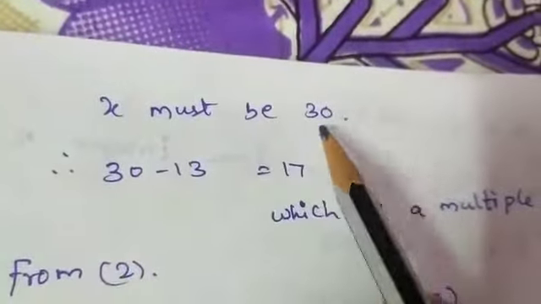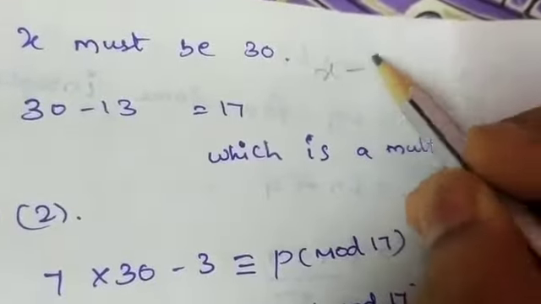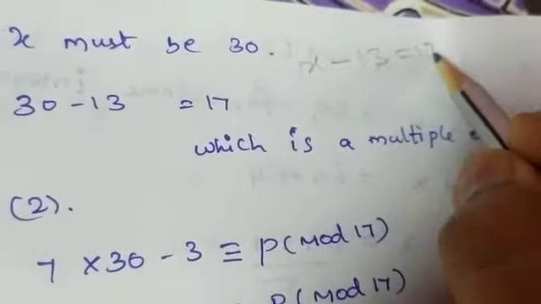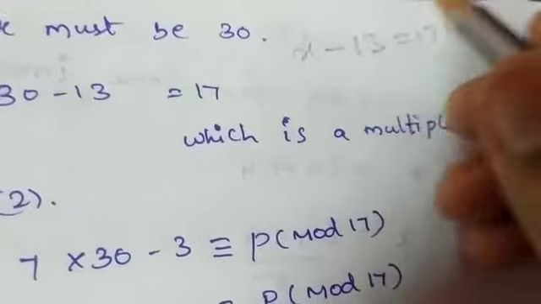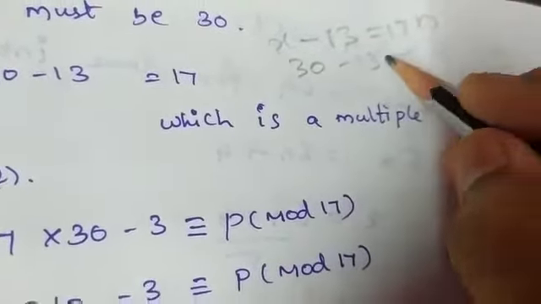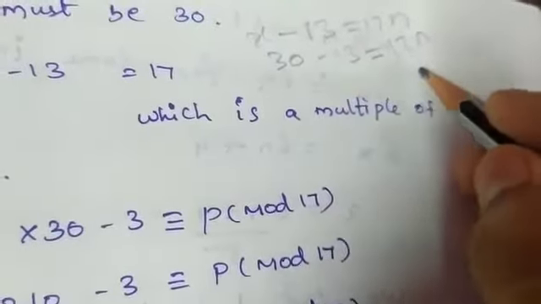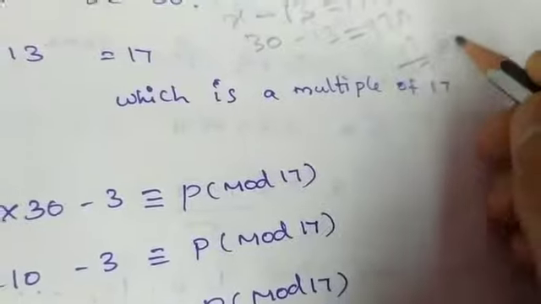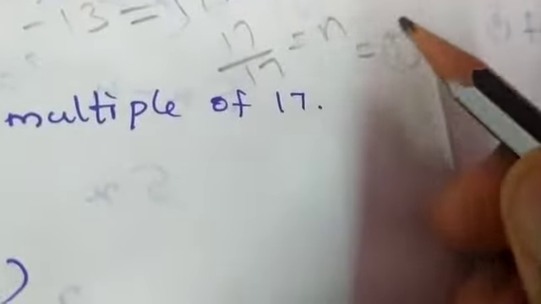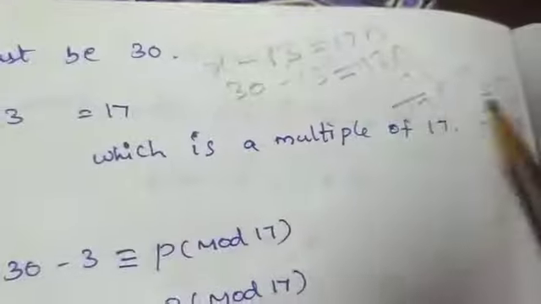When I put x equal to 30, we already know x minus 13 equals 17n. So I'll put 30 in place of x. So 30 minus 13 equals 17n. When I divide on this side, 17 by 17 equals n, which is equal to 1. This is the value of n, and you can see r equals 0, that is, 17 is perfectly divisible by 17, which is a multiple of 17.